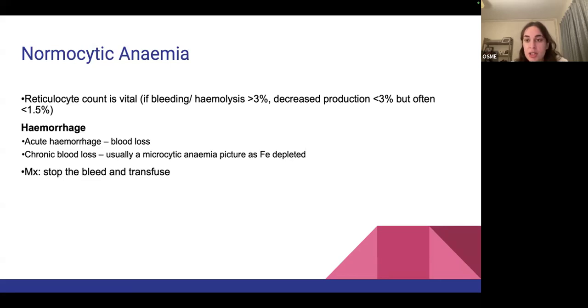But they might give you a slightly more niche presentation of something like an esophageal varice, where it's a patient that drinks excessively and then has been vomiting. And now they've got a reduced hemoglobin. It's because they've got a normocytic anemia secondary to a variceal tear. The way this is treated is stopping the bleed and transfusing. So for a variceal bleed, that would be surgical repair.